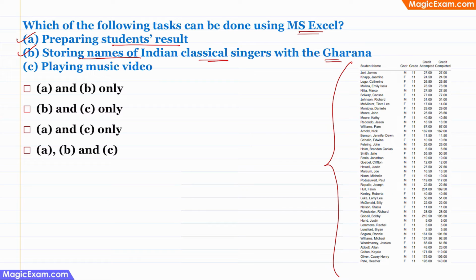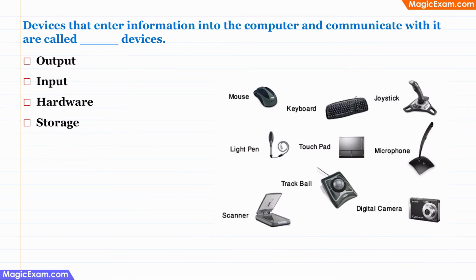And you can also embed music videos into an Excel spreadsheet. But when you click on that video, it will not start playing inside the spreadsheet. It will open a separate media player and it will play outside of the spreadsheet. Therefore, playing music video is not possible in an Excel spreadsheet. Therefore, only A and B are possible inside an Excel spreadsheet. Therefore, A and B only is the correct answer here.